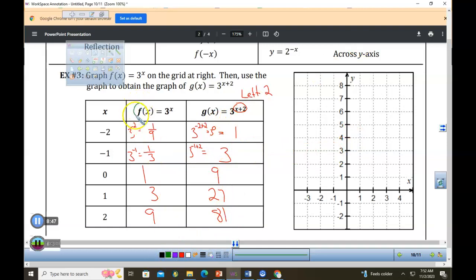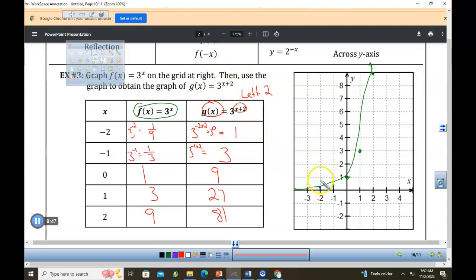So let's graph f of x in green. So we have -2, 1/9, 1/3, 1, 3, 9. Oh my gosh, I'm struggling today. All right. And we'll graph the g of x in red. Am I going to use Christmas colors all season? Probably not. It just so happens I am right now.